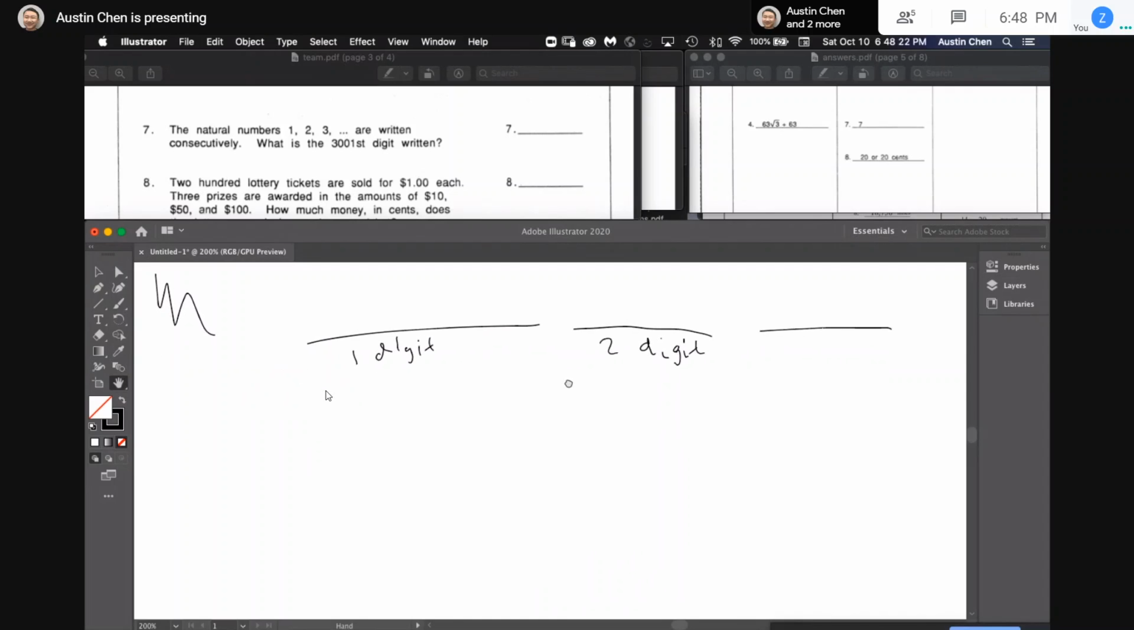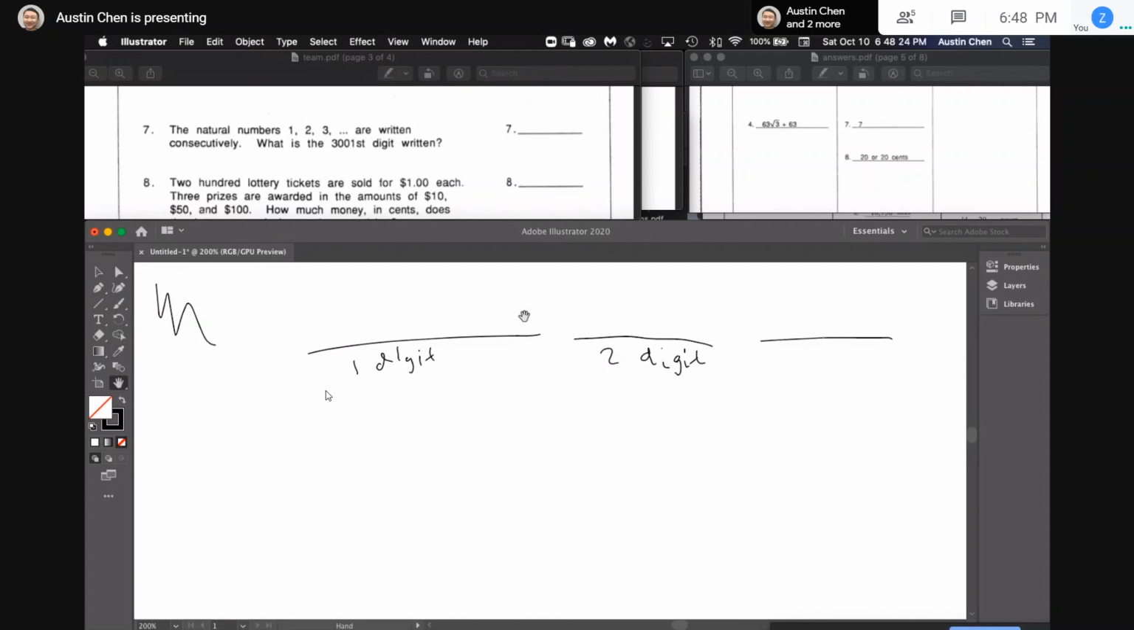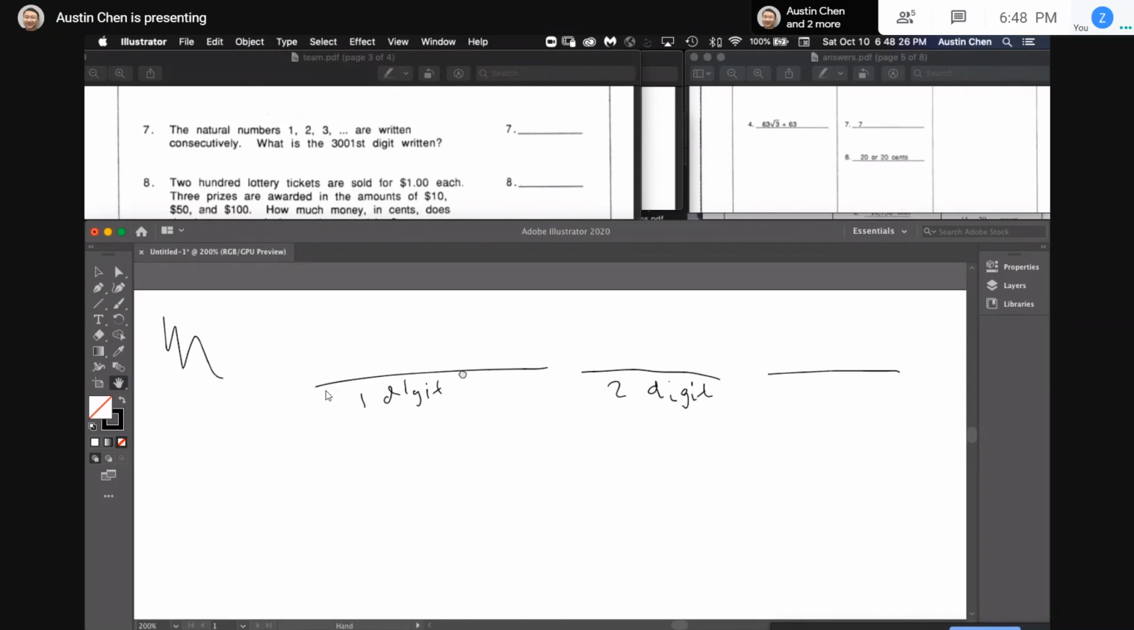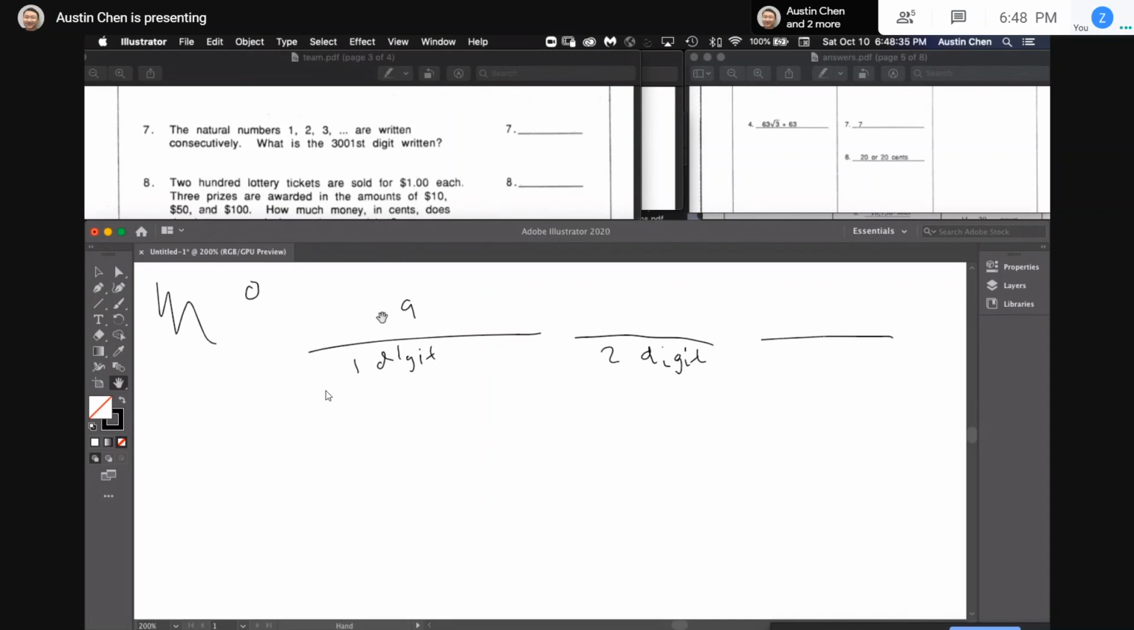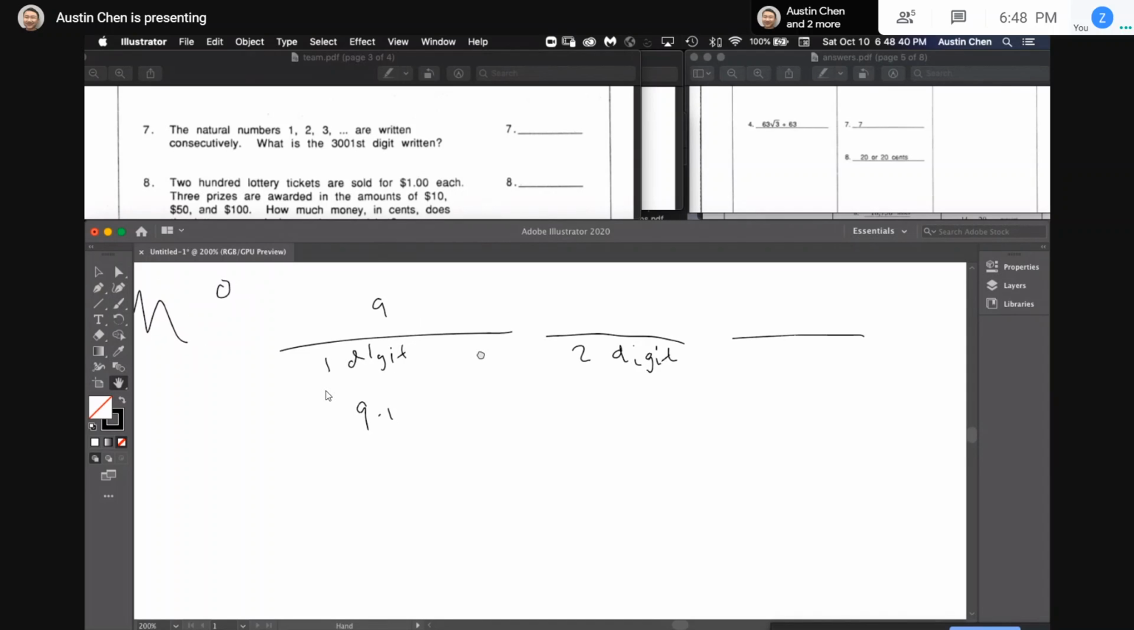So we can just start by thinking how many one digit numbers we're going to have, right? We're not going to have zero, but we're going to have all the other digits. So we're going to have nine one digit numbers. So the number of digits that this is going to account for is just 9 times 1, right? Because they're one digit numbers.